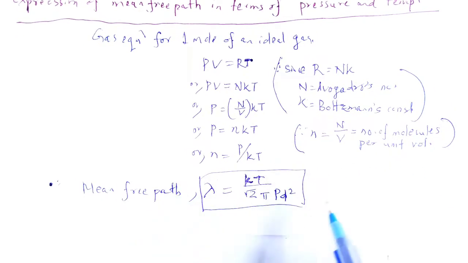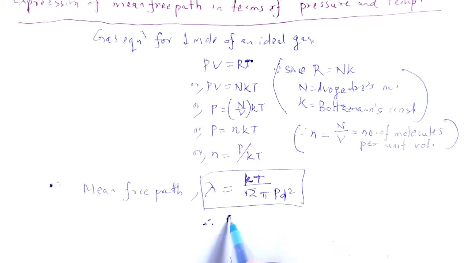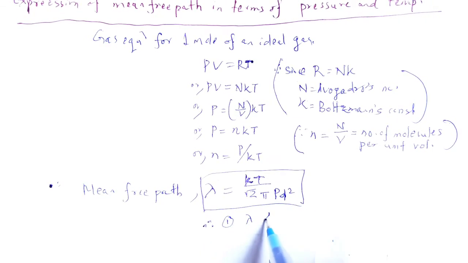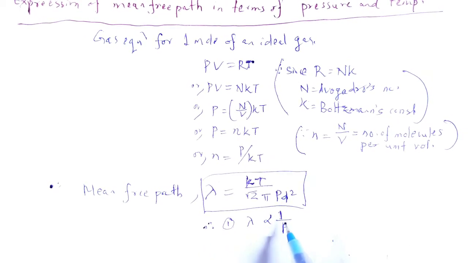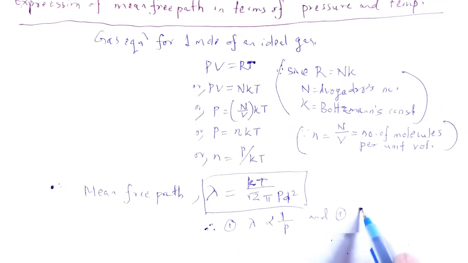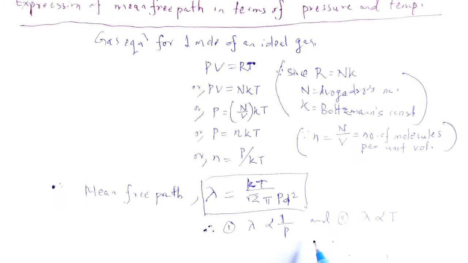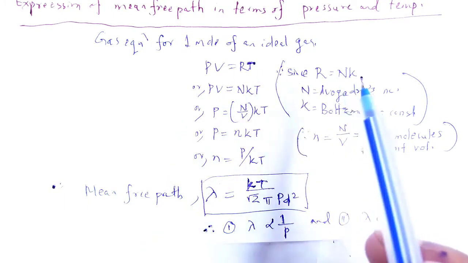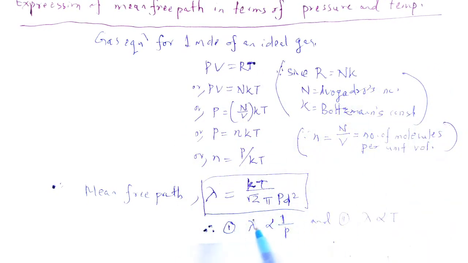From this expression, first, lambda is inversely proportional to pressure, and lambda is directly proportional to temperature. In this way, the mean free path depends upon pressure and temperature.